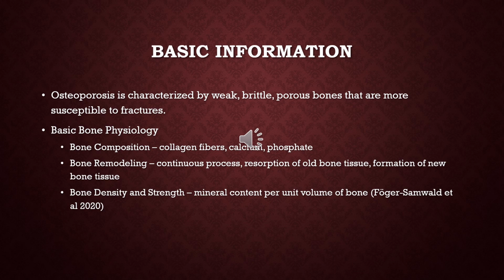To fully understand osteoporosis, basic bone physiology is necessary. Bone composition is made up of a matrix of collagen fibers, calcium, and phosphate. This provides strength and structure for bones. Throughout life, bones undergo a continuous process called remodeling, which involves the removal of old bone tissue by cells called osteoclasts and the formation of new bone tissue by cells called osteoblasts. This helps the body maintain bone strength and repair any micro damage that may have been done to bones.